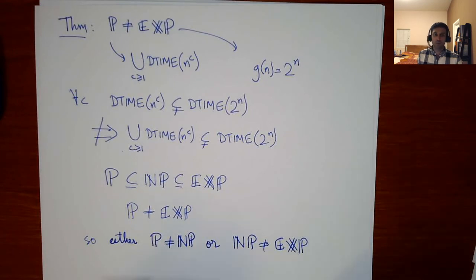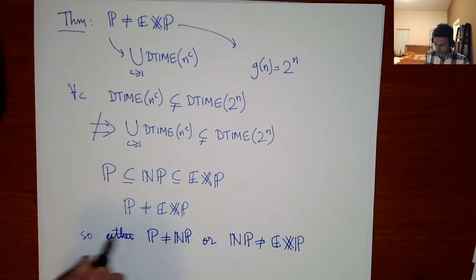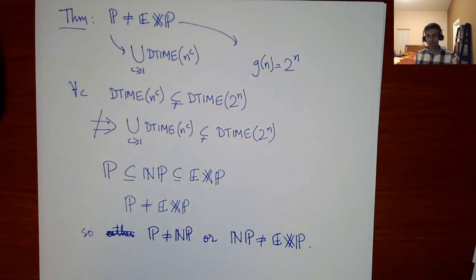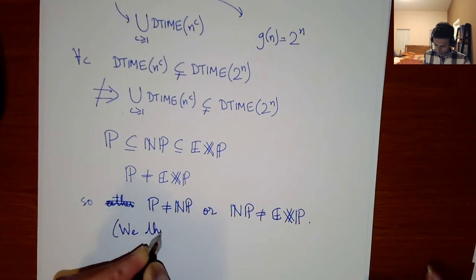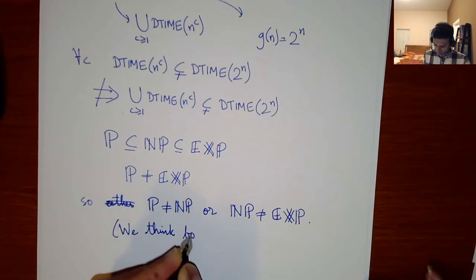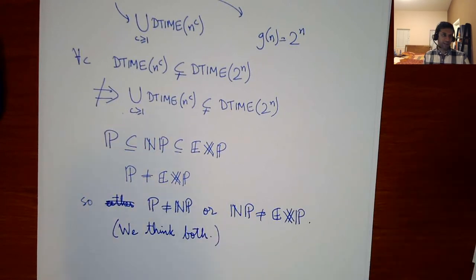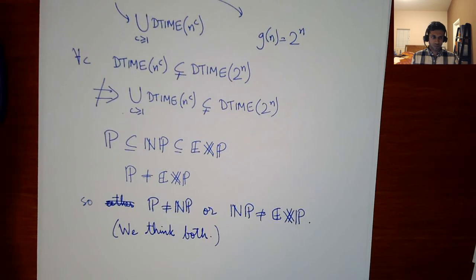Okay. We can prove this, but it's not an XOR. I should say that maybe there's no either, this or this. I shouldn't have said either. That was bad phrasing on my part. So we know that either P is not equal to NP or NP is not equal to EXP. We think both, or I should say we being complexity theorists. That's a shame that we can't prove it.